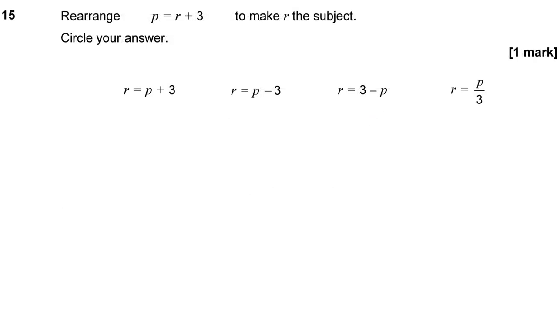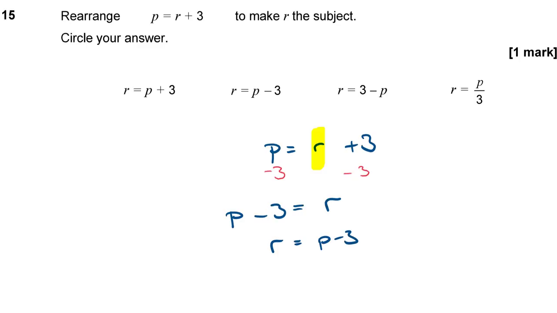Question 15. Rearrange P equals R plus 3 to make R the subject. Okay, now rearranging equations works exactly the same way as solving linear equations. Just got to do the same thing to both sides to isolate the thing that you want to find. So if I want to make R the subject, I want to get this by itself. And I can do that by subtracting 3 from both sides. If I subtract 3 from the right-hand side, R plus 3 take away 3 is just going to leave me with the R. And on the left-hand side, I'm going to get P minus 3 is equal to R. So just spinning that round the other way, R equals P minus 3, you can see it's going to be that one there.